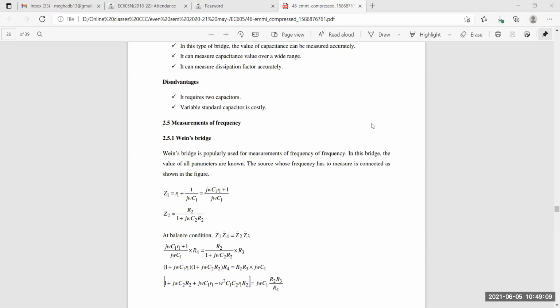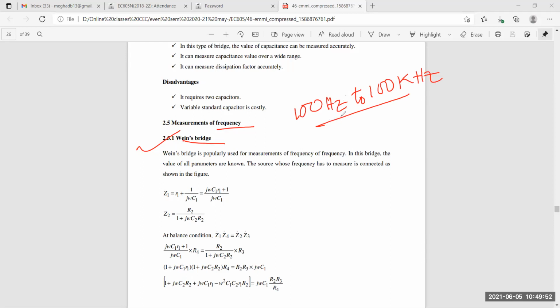Now, our today's topic is Wien's bridge. Wien's bridge is for measurement of frequency, right? It is used in AC circuits for determining the value of unknown frequency. This bridge measures the frequency from near about 100 hertz to 100 kilohertz. This is the measuring range of Wien's bridge.